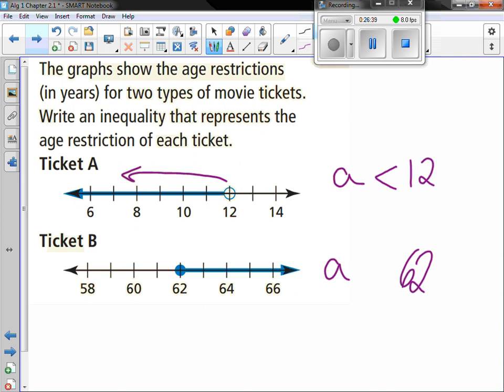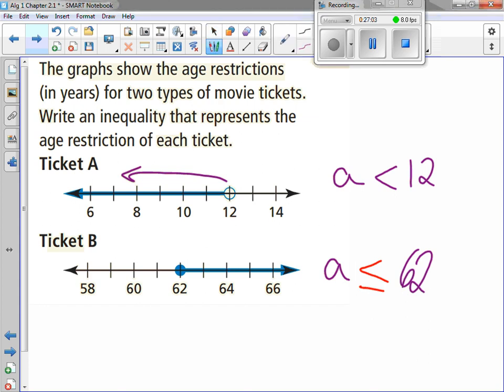How about ticket B? 4, because the circle is shaded in. And most likely we're talking about senior citizen discount, because, if I remember correctly, that's at like 62, somewhere in there. And that's it.